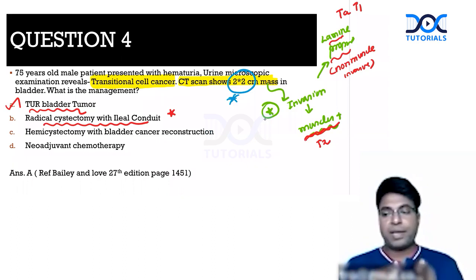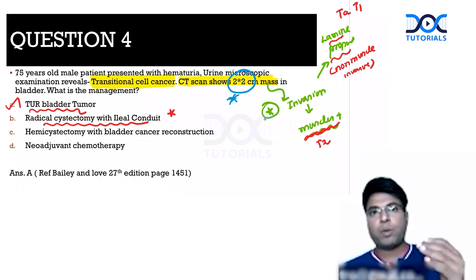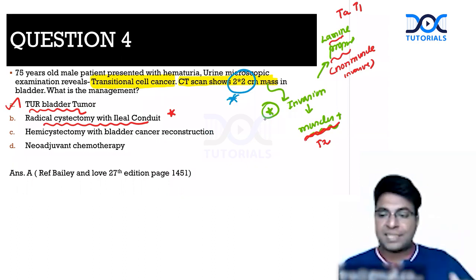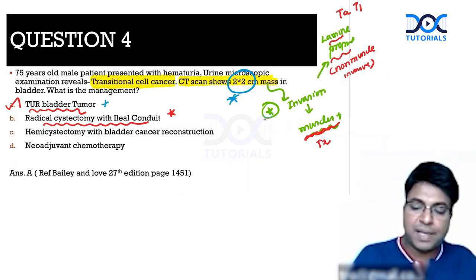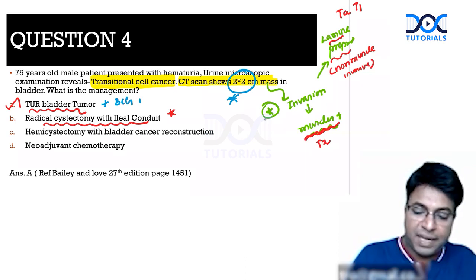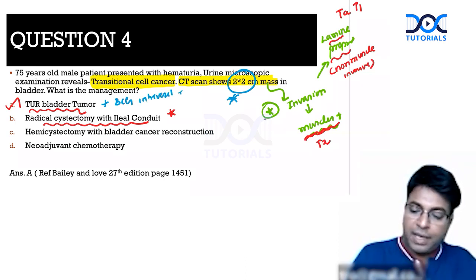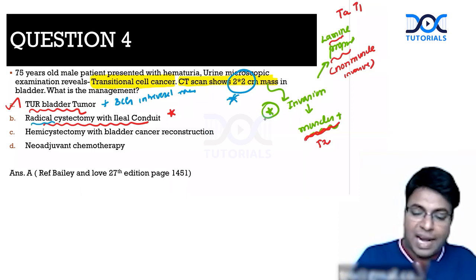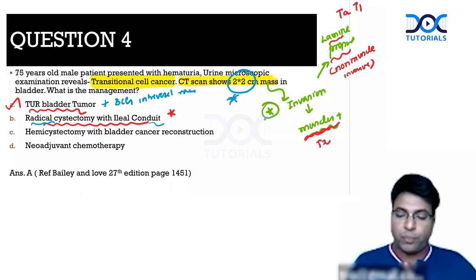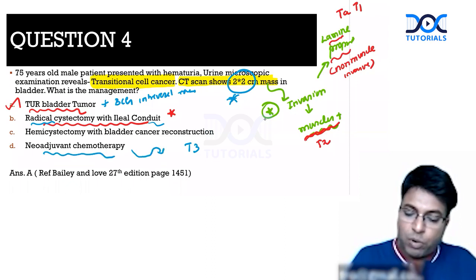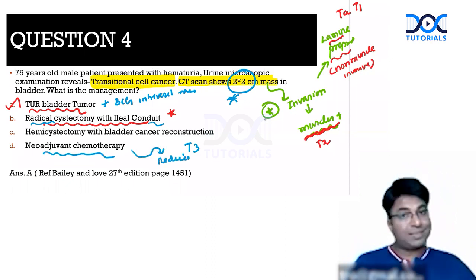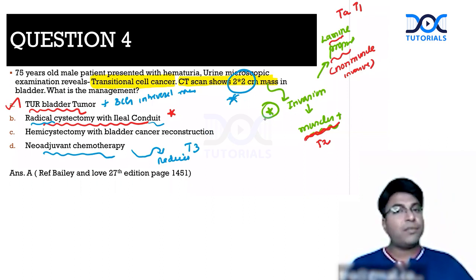So if the depth of invasion is up to the lamina propria, a superficial bladder cancer will need a simple transurethral resection of bladder cancer plus intravesical BCG therapy. That is a very simple therapy. If it is a T2, I will go for a radical cystectomy and ileal conduit. If it is a T3, I would go for neoadjuvant chemotherapy followed by a radical cystectomy. So nothing can be derived from the data which the examiner has given.